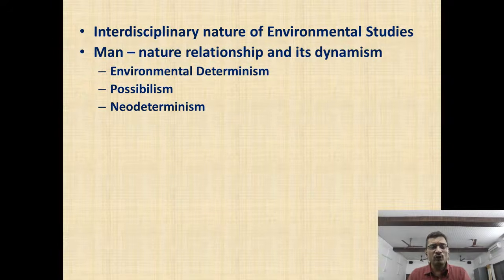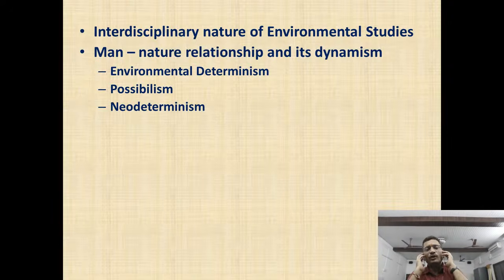Neo-determinism is the approach which speaks about the middle, or the golden midpoint, between environmental determinism and possibilism. Environmental determinism is one extreme end, which speaks about nature's control. Possibilism is the other end, which speaks about human control. Neo-determinism says that human beings are supreme and nature is also supreme. We have to bring them together. We have to bridge the gap between these two.